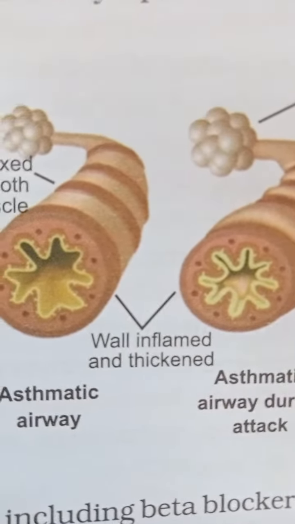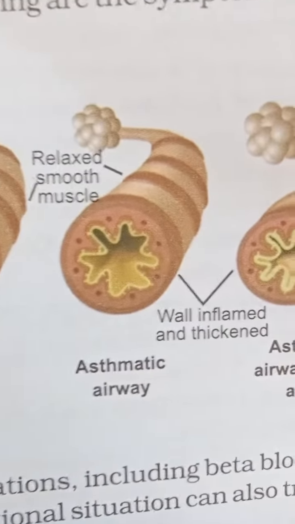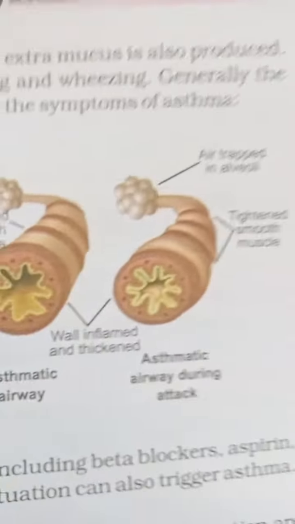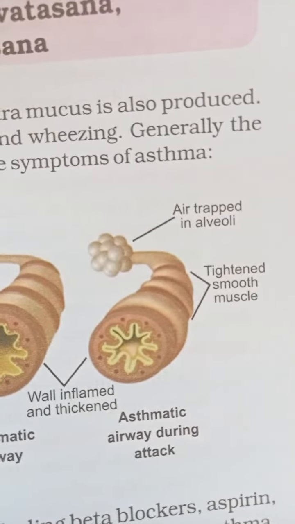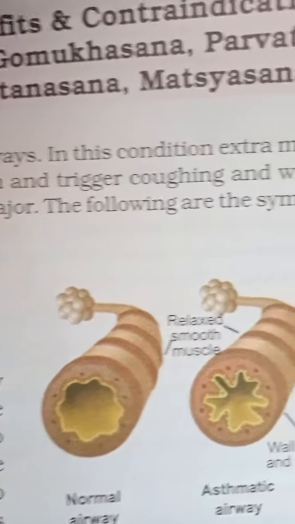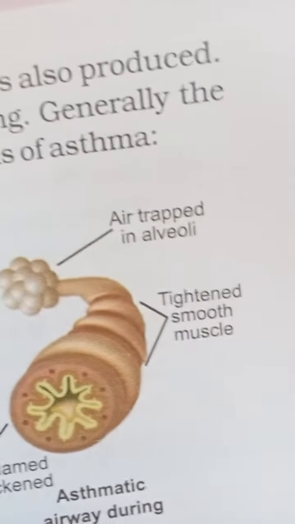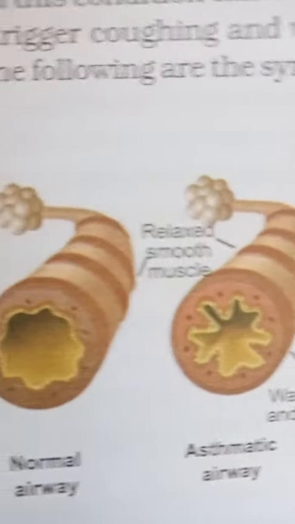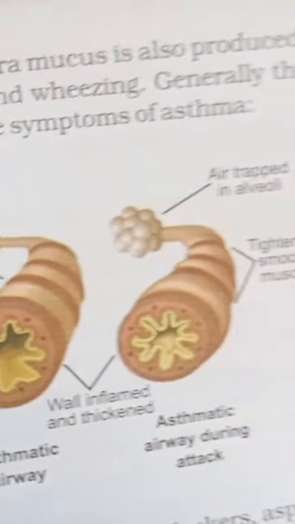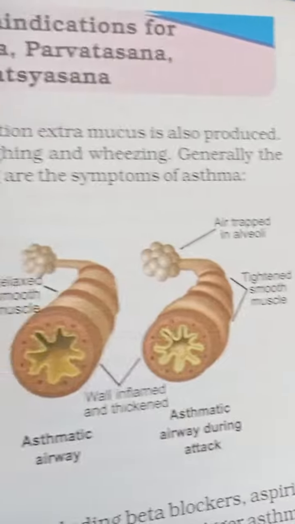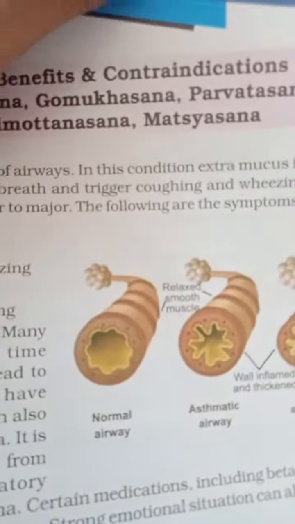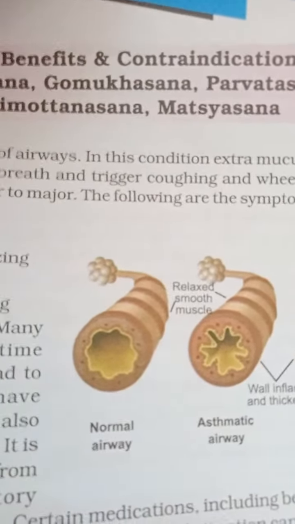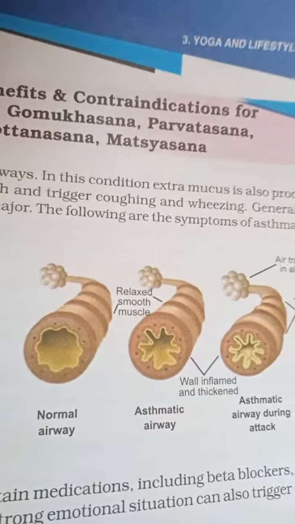Wall inflamed and thickened. So can you see the wall inflamed and thickened? Okay, and here you can see air trapped in alveoli. Here, how is the alveoli? So can you check here? And tightened smooth muscle. The muscle is being tightened. The muscles here are relaxed. So here they get tightened. So this is the airway which gets affected and causes asthma due to many reasons.